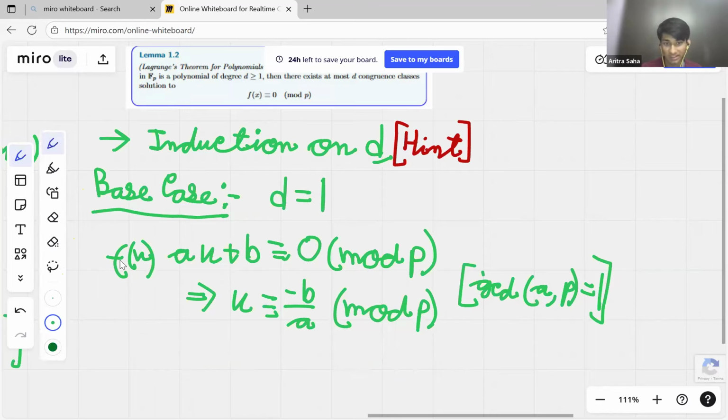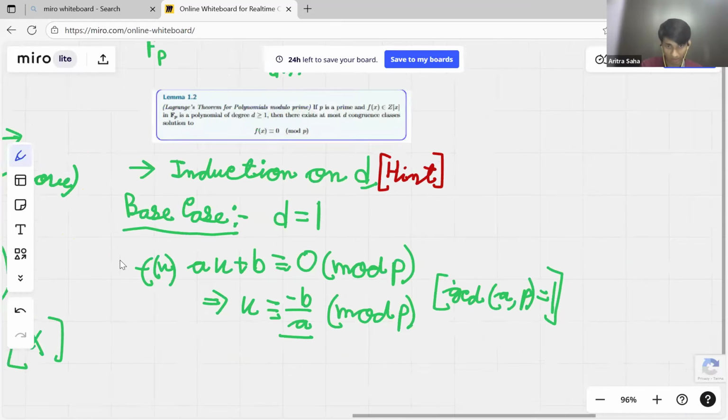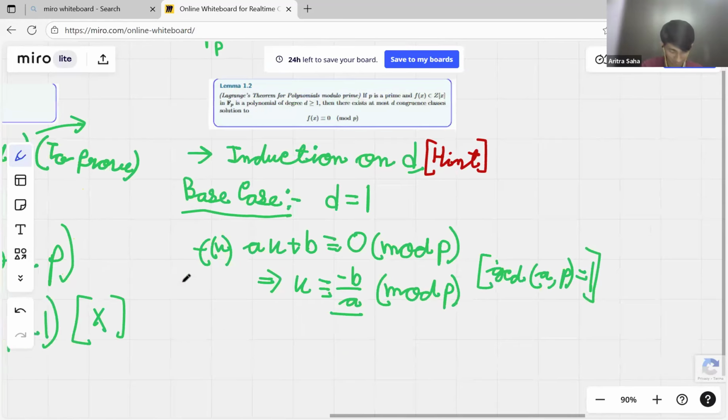So we just get that there is at most one solution. If p divides a, then there is no solution. And if p doesn't divide a, then there is exactly one solution. I hope the base case is clear. P cannot divide a because we are working in Fp. If p divides a, that would mean that a is 0, and that is obviously a contradiction to the degree. Okay, yeah.